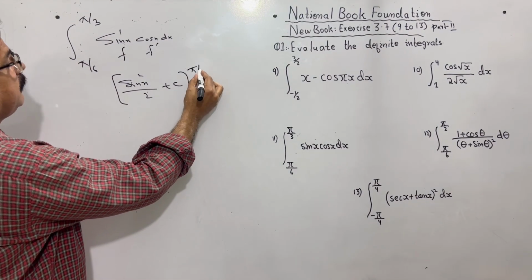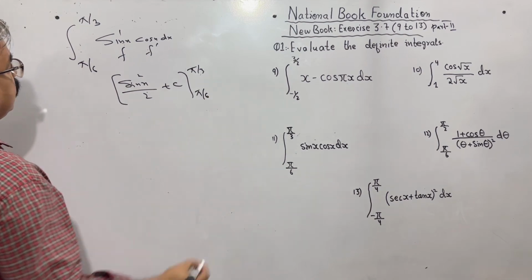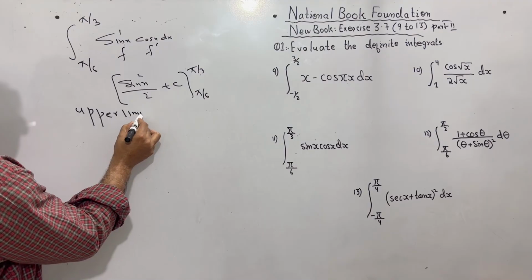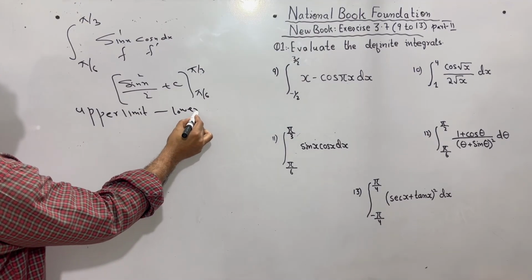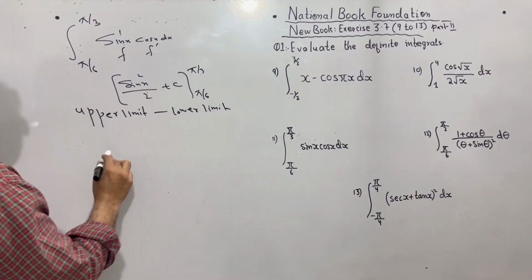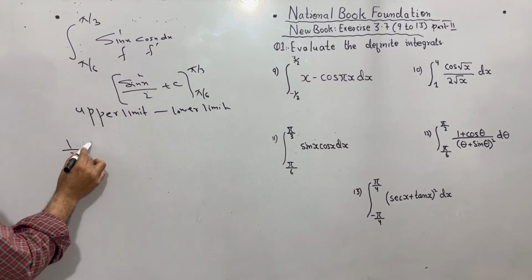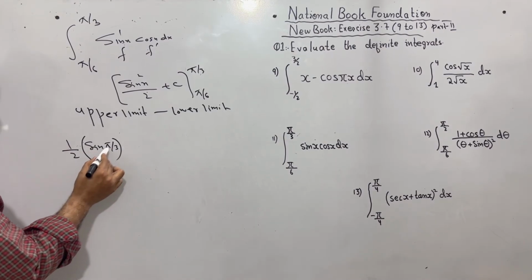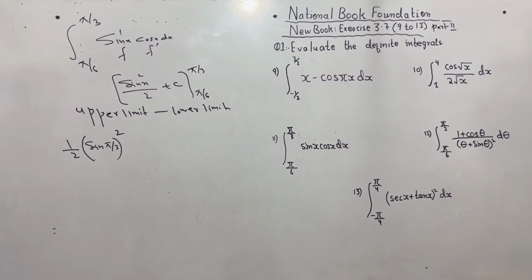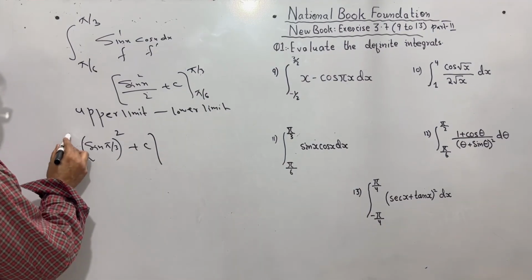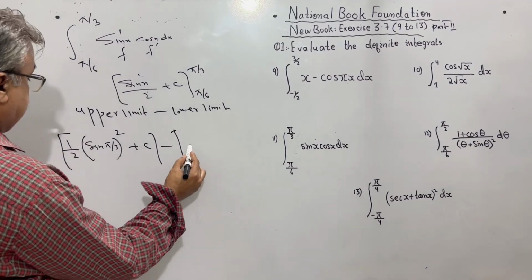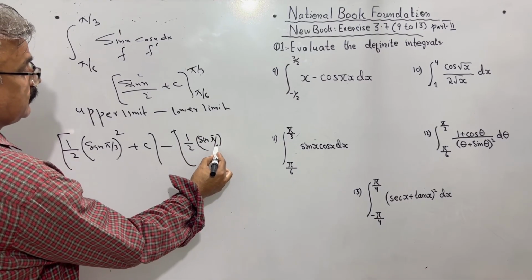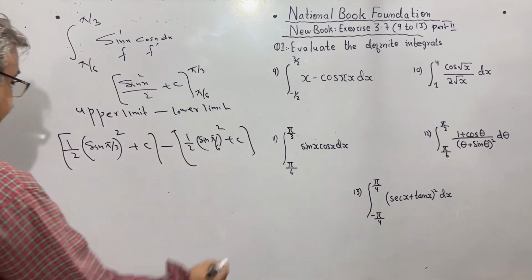The upper limit minus the lower limit is the task to be done. We have the upper limit minus the lower limit, simple as that. Let me write 1 over 2 in that style. The sine value of x is pi over 3, whatever the value is, just square it, plus c, that's our upper limit, minus 1 over 2 sine, our angle is pi over 6, squared, plus c.